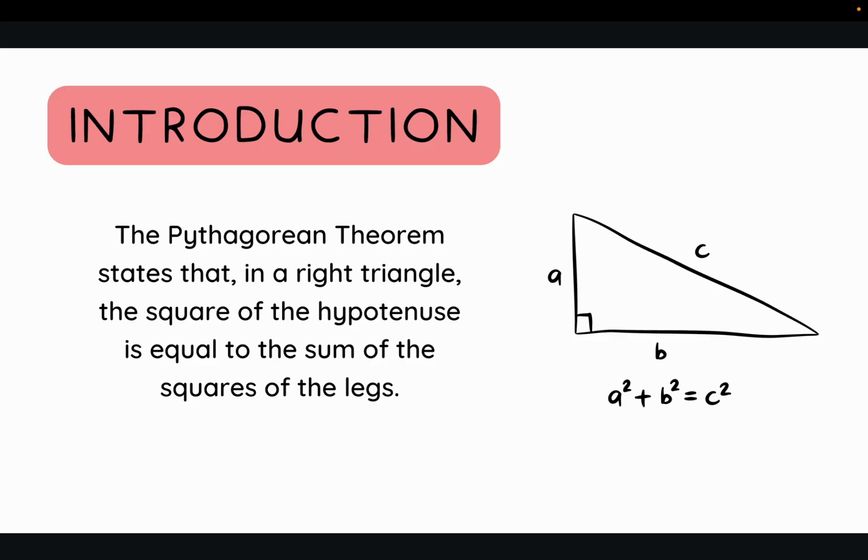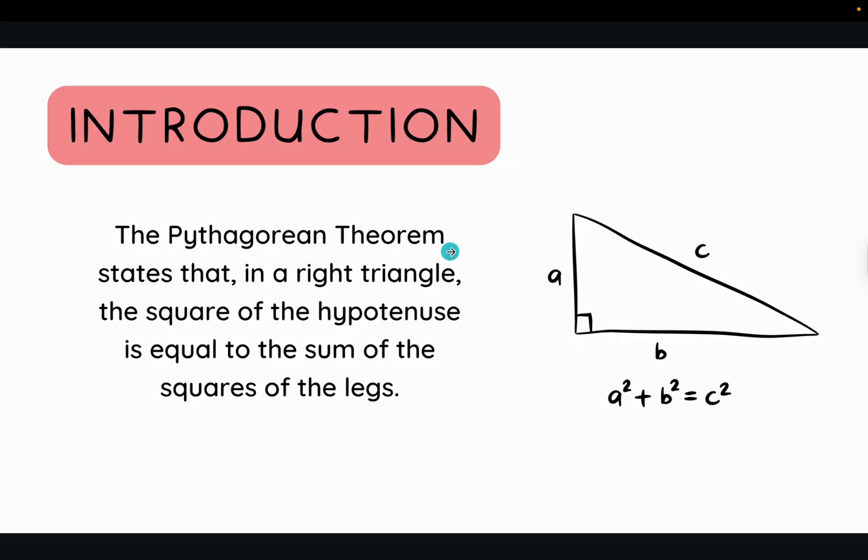Okay, so introduction. The Pythagorean theorem states that in a right triangle, specifically a right triangle, the square of the hypotenuse is equal to the sum of the squares of the legs. So we can see that this is a right triangle, right? Because these two lines form a vertex, and at the vertex we have this figure, right? And it forms a small little square. This square represents a perfect right angle, or 90 degrees, right?